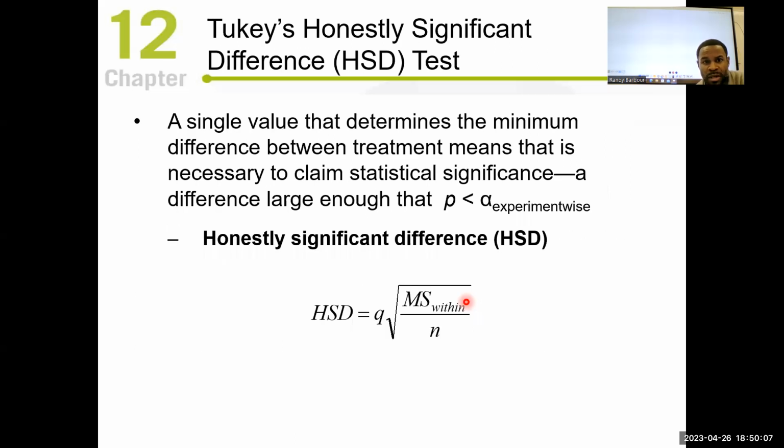Okay, so the first test that we're going to be doing is the Tukey HSD test. With this, we are going to use everything that we already have. It's a single value, and this value helps us determine the minimum difference between the treatment means that is necessary for us to claim statistical significance. So I'm going to go ahead and put this up here so we can see it. So, HSD.